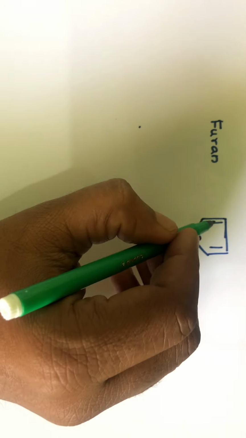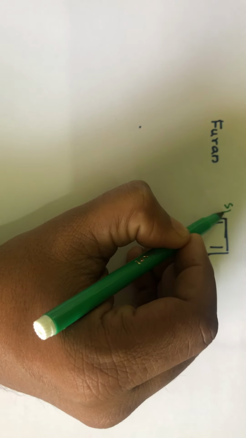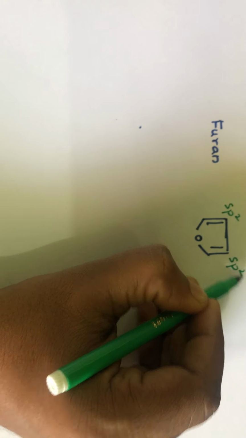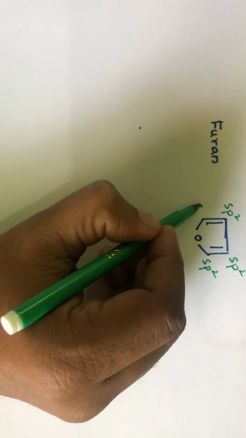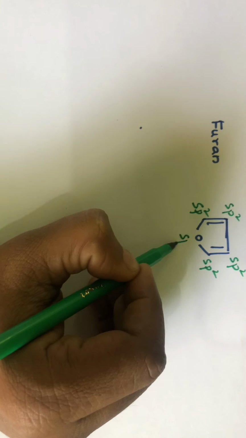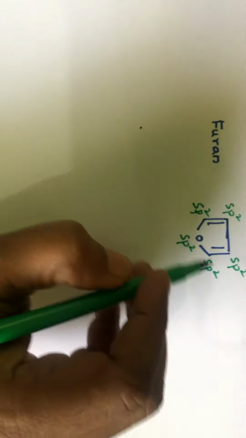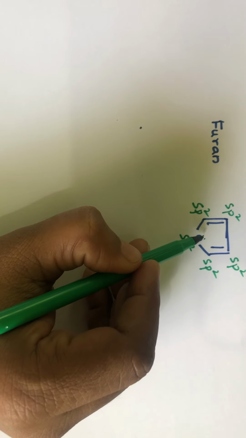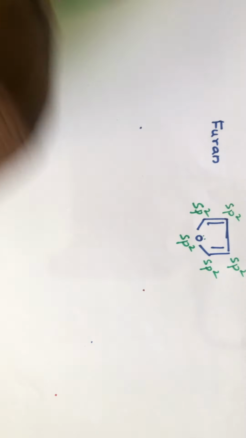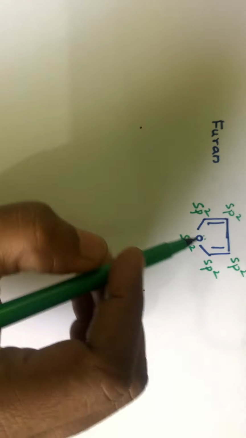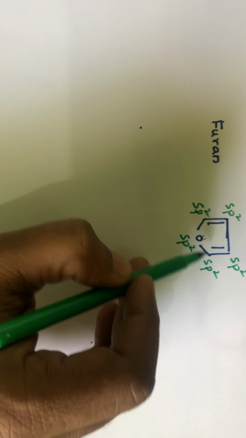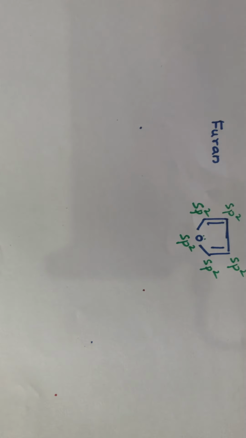Here also all the carbons are sp2 hybridized only. There is a double bond, so hence sp2, sp2, sp2, sp2. This oxygen is also sp2 only. Why will this be sp2? Because it wants to involve one pair of electrons in delocalization. If it has to involve one pair of electrons in delocalization, then it should have one p orbital which is not involved in hybridization. I mean one unhybrid p orbital. It should have a p orbital that is in the same plane. That is why it will be sp2 hybridized.